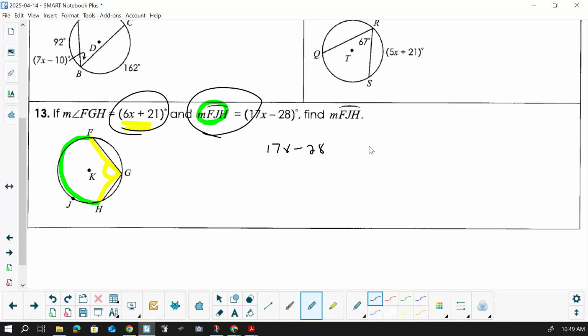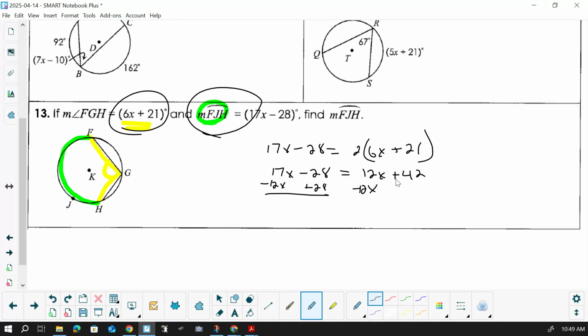17x minus 28. We got 6x plus 21. The angle times 2 equals the arc. So 17x minus 28 equals 12x plus 42. I'm going to subtract 12x and add that 28. That makes 5x equals, 40, 50, 60, 70. Divide both sides by 5. 70 divided by 5 is 14.